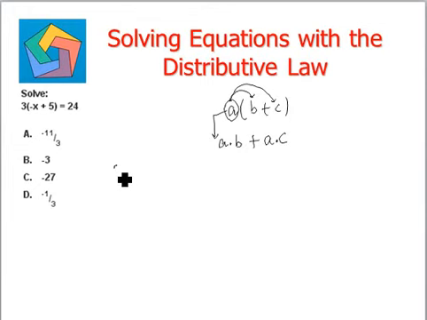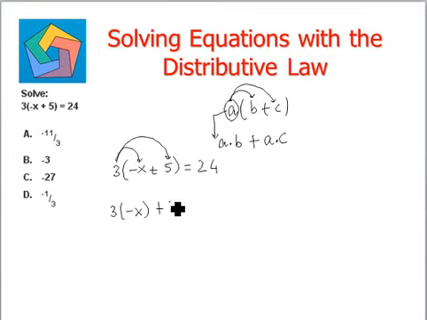Here we are given 3(-x + 5) = 24. Now what we need to do is, as per the distributive law, 3 is first multiplied with negative x, plus 3 is then multiplied with 5, equals 24. Now 3 times negative x is negative 3x, plus 3 times 5 is 15, equals 24. Now we have to solve for the value of x.